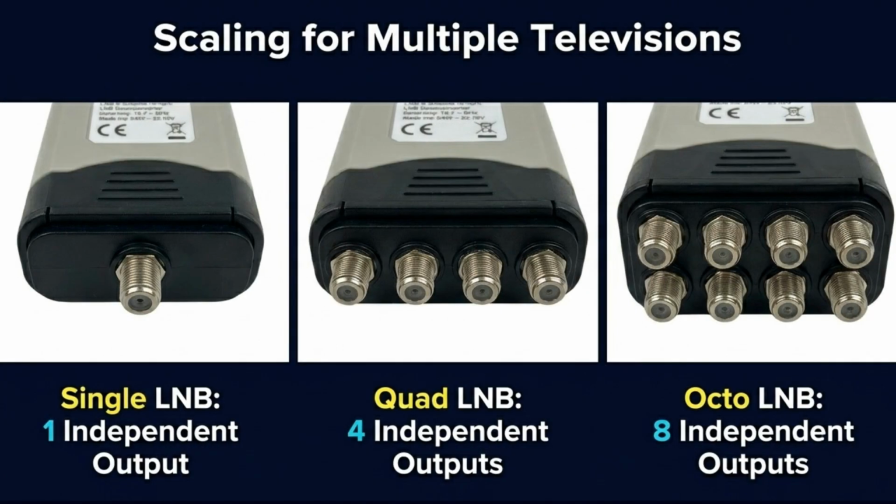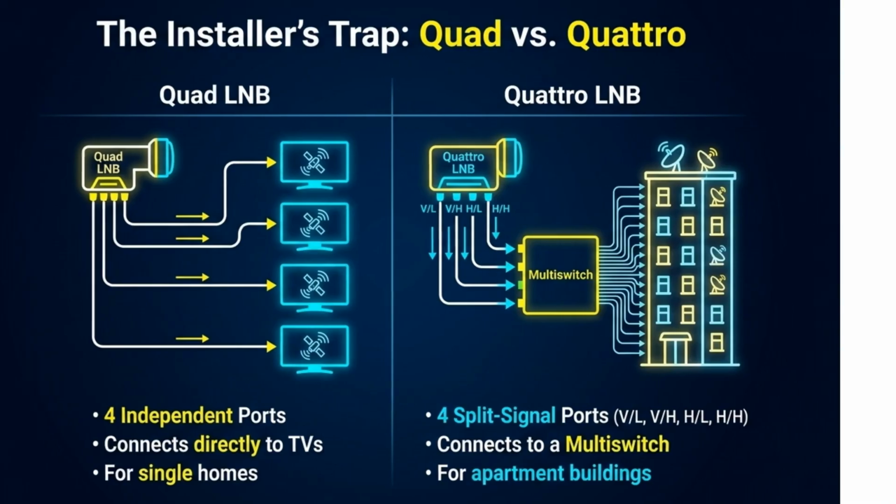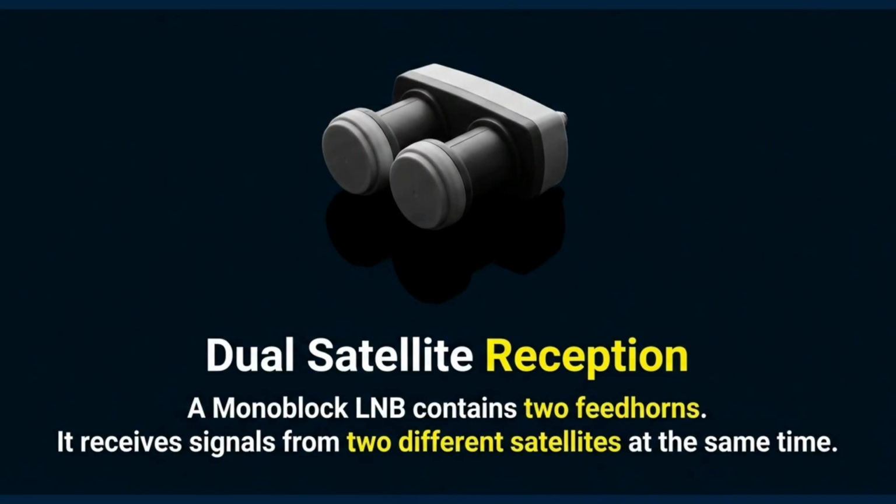LNBs are available in various configurations for scaling: single LNB for 1 output, quad LNB for 4, and octo LNB for 8 independent outputs. A quad LNB connects directly to TVs for single homes, while a quattro LNB connects to a multi-switch for apartment buildings using split signals. A monoblock LNB allows for dual satellite reception. It contains 2 feed horns and can receive signals from 2 different satellites simultaneously.